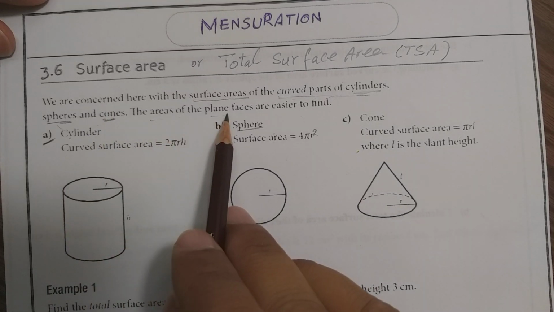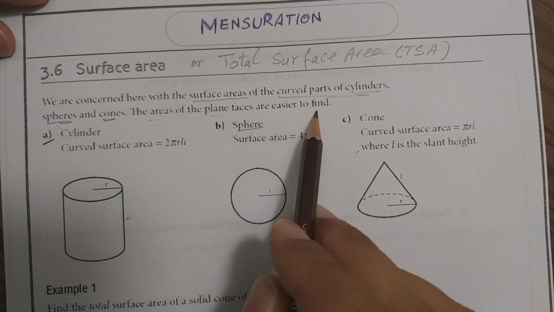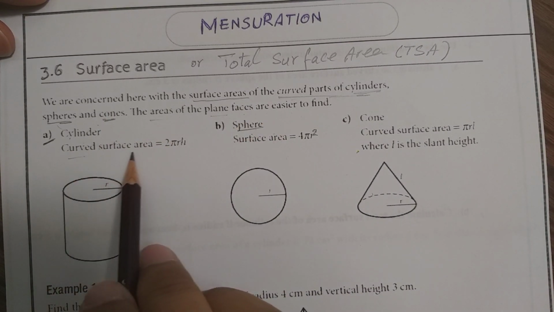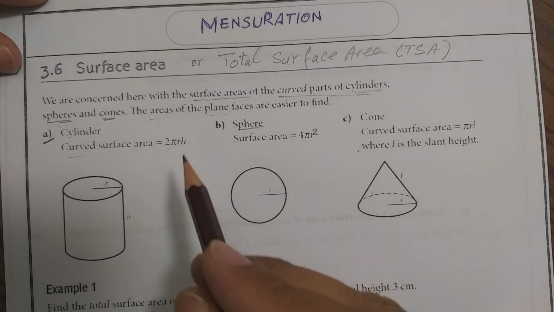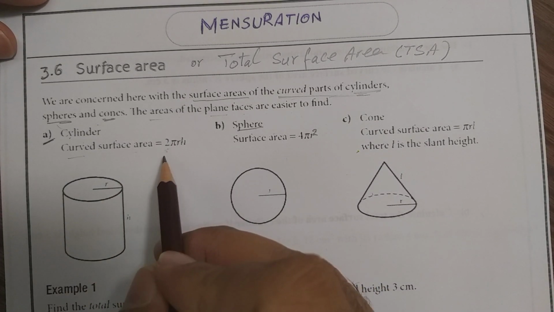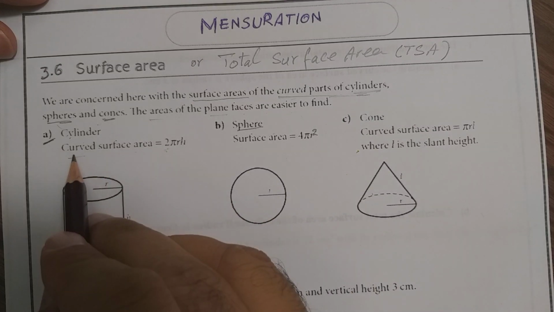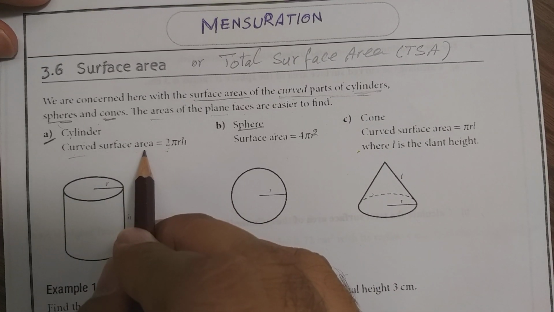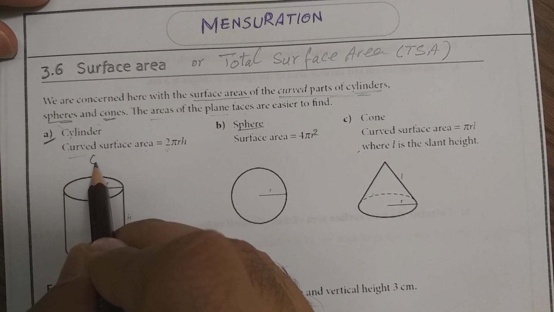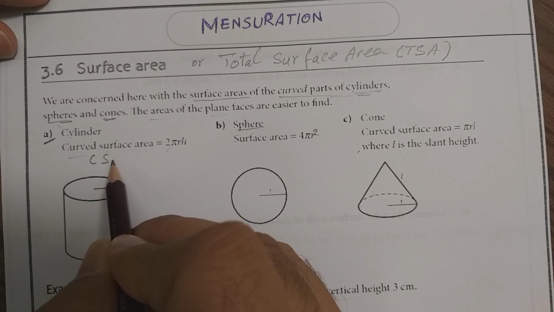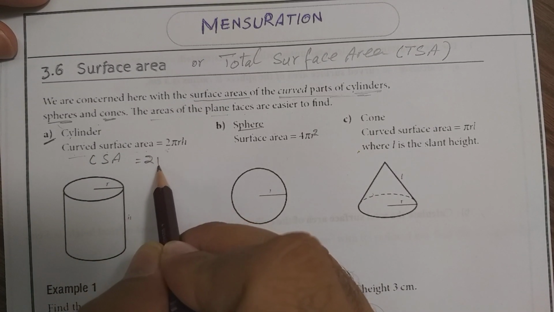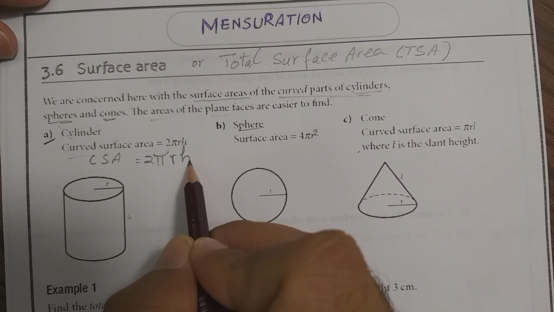The areas of the plane faces are easiest to find. The cylinder's curved surface area is 2 pi r h. 2 pi r h. I will write it clearly: curved surface area equals 2 pi r h.